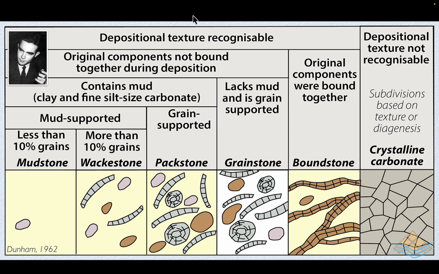The next level down in Dunham's classification is, were the original components bound together or not bound together? Were they biocohesive? If they were bound together, Dunham's general term is boundstone. If they were not bound together, the next level of differentiation comes at, does that specimen contain mud or does it lack mud? If it lacks mud and it's grain supported, it's a grainstone. If it contains mud, then we have to think about whether it's a grain-supported rock with mud in between the grains, which makes it a packstone, or if it's a mud-supported rock with more than 10% grains, it's a wackestone, or if it's less than 10% grains and mud-supported, it's a mudstone.